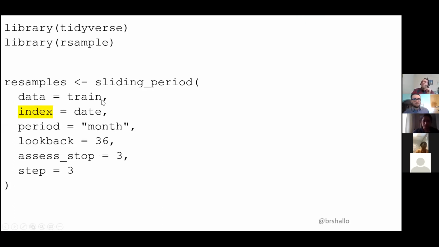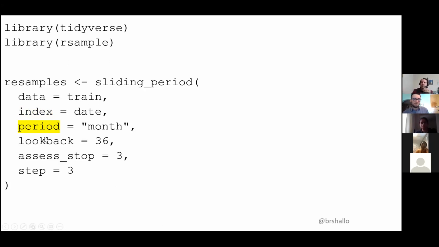So here we have our train data set, which is our training data. We're going to specify the index, which is just the column name of whatever index we're using to split this by. In this case, this is date, which represents the date of the inspection. Then we're specifying the period. This could be day, month, quarter, or year, and it's just going to be in quotes. It's saying, what are the period lengths that we're going to be talking about?